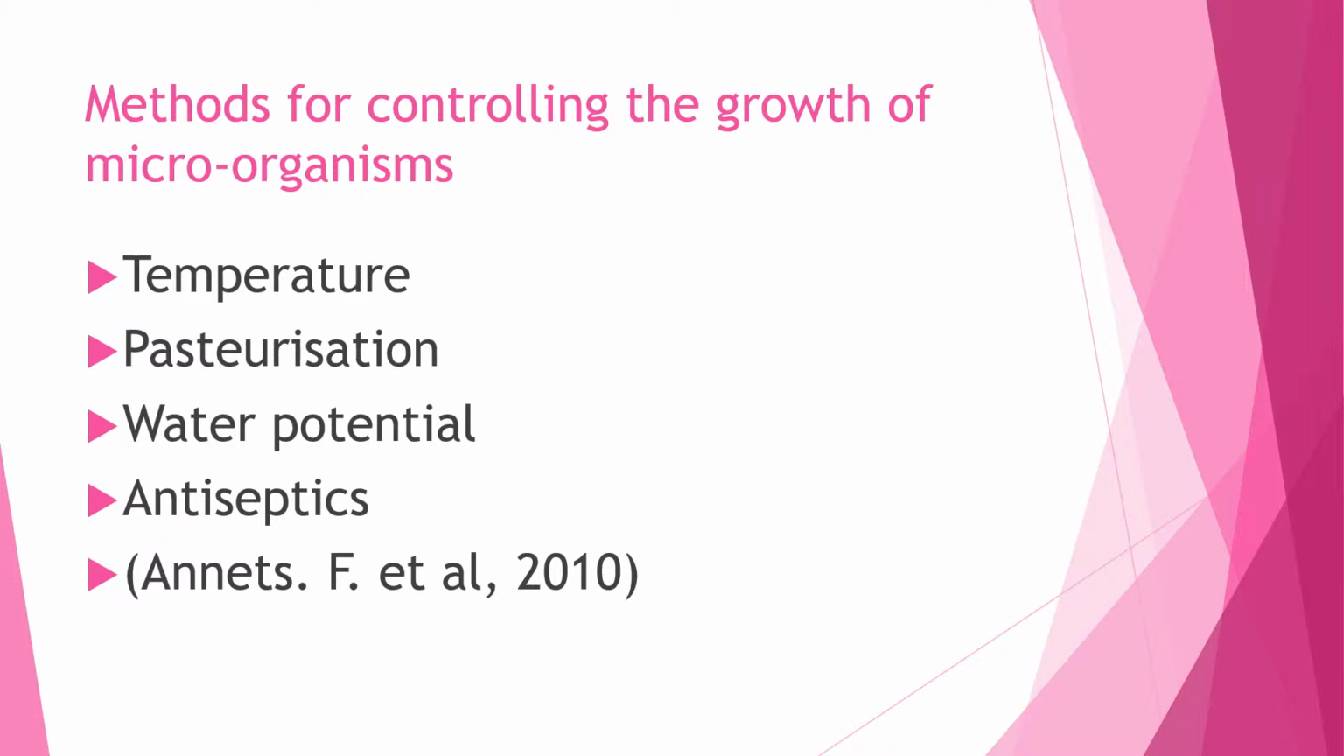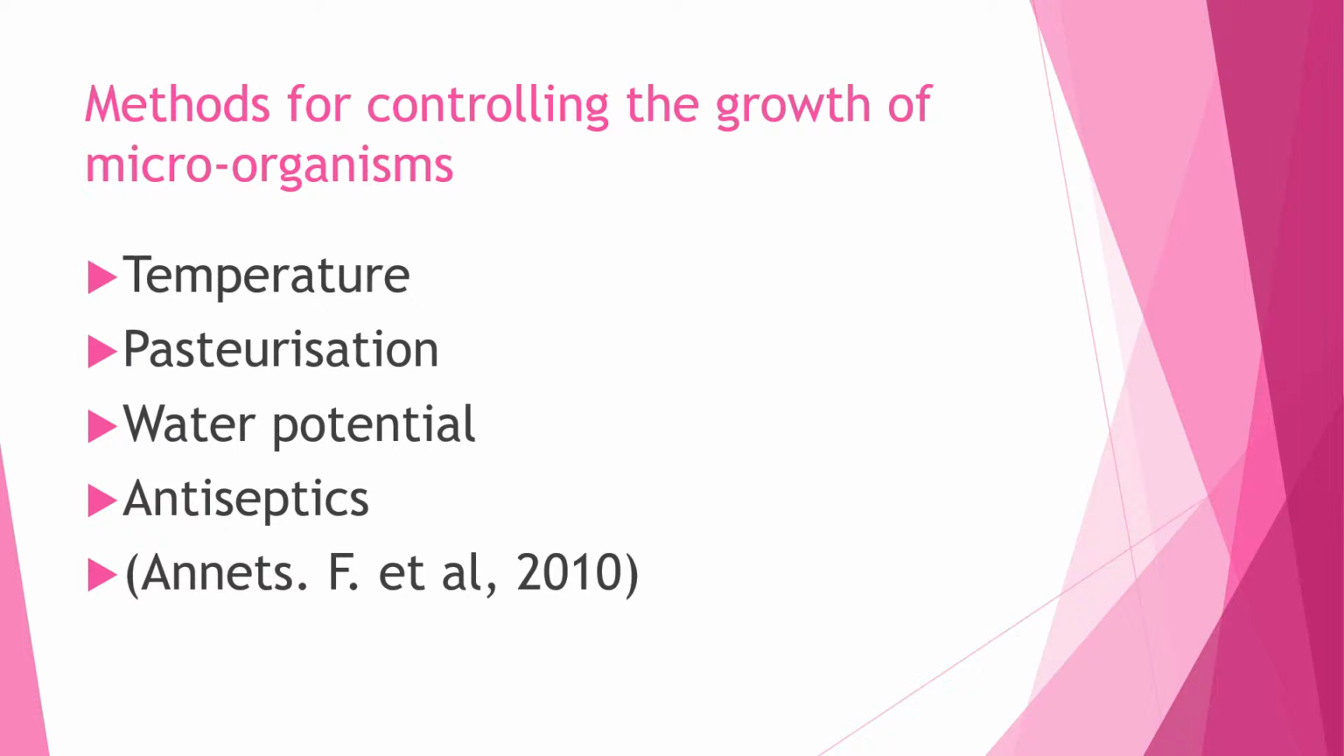Methods for controlling the growth of microorganisms. Temperature. Low temperatures can reduce enzyme activity and slow the growth of microorganisms. Additionally, most microbes cannot survive at high temperatures. Therefore, heat can be used to sterilize surgical instruments or equipment used in food manufacture.